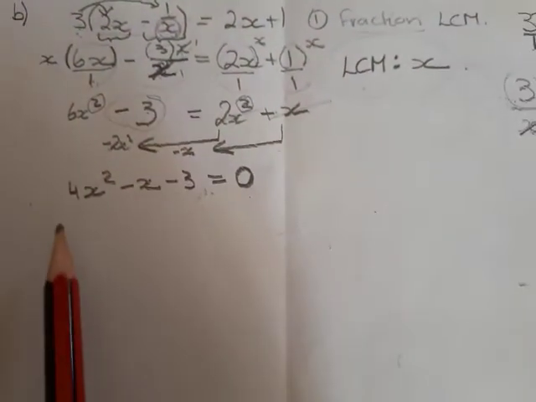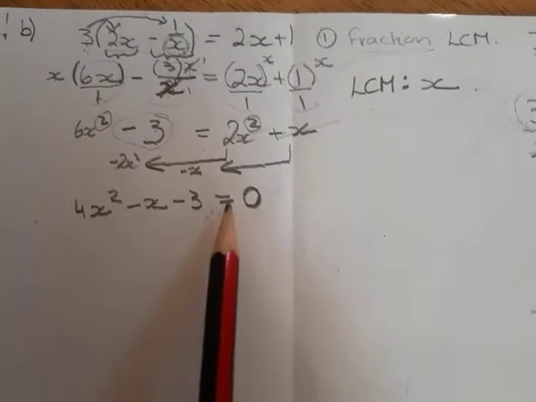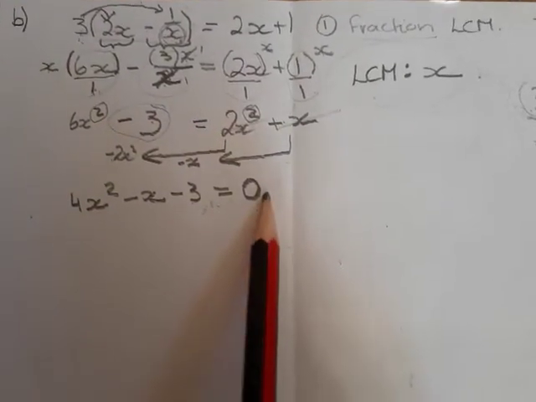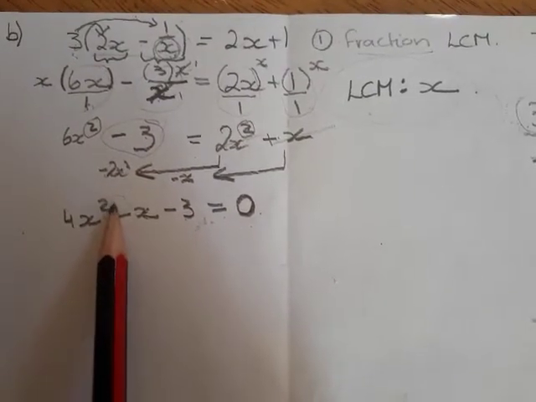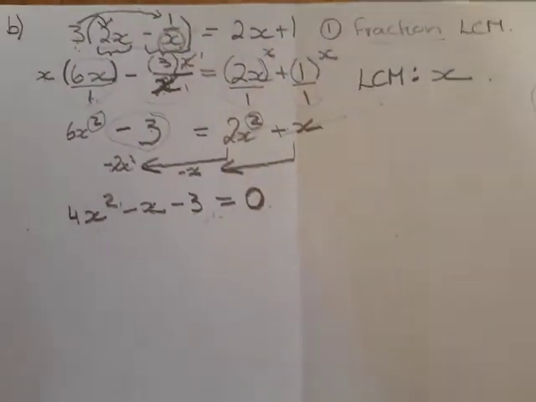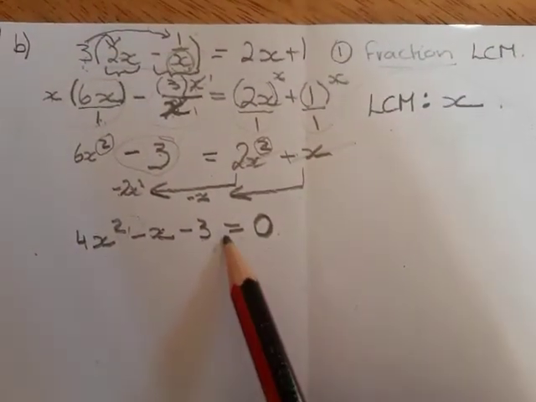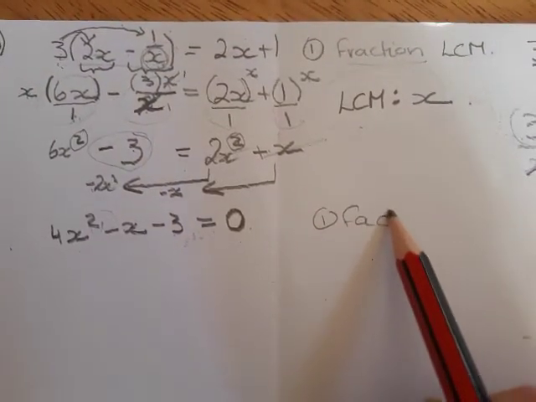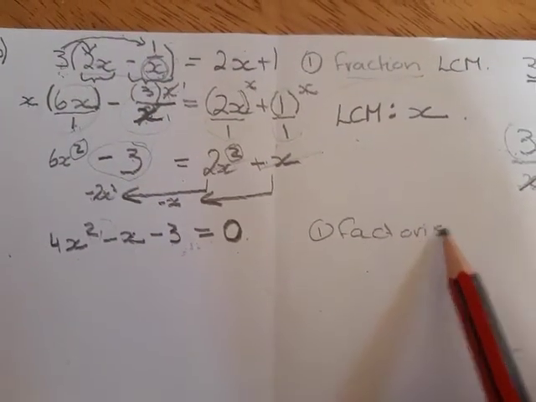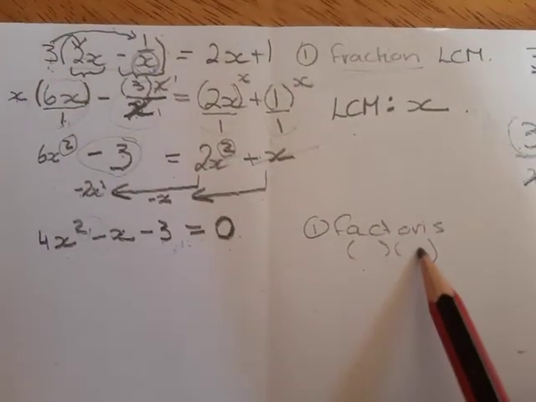Right, now if you look at this, people, 4x squared minus x minus 3 equals 0. As I said, it's a quadratic equation because you've got the x squared. Now we have done this week 3 possible ways in which to solve quadratic equations. The first one is factorization, which means those 3 terms become 2 brackets.